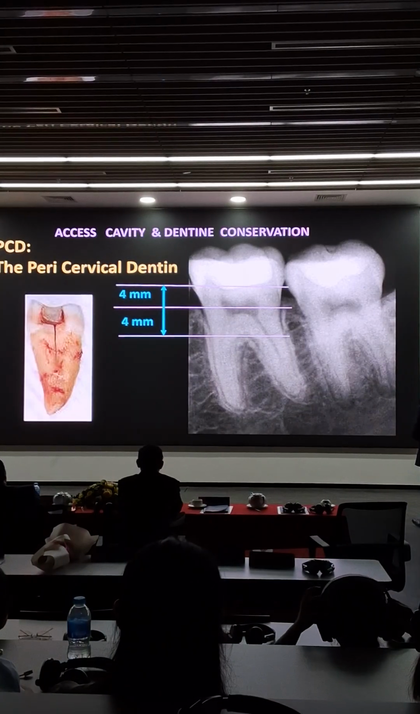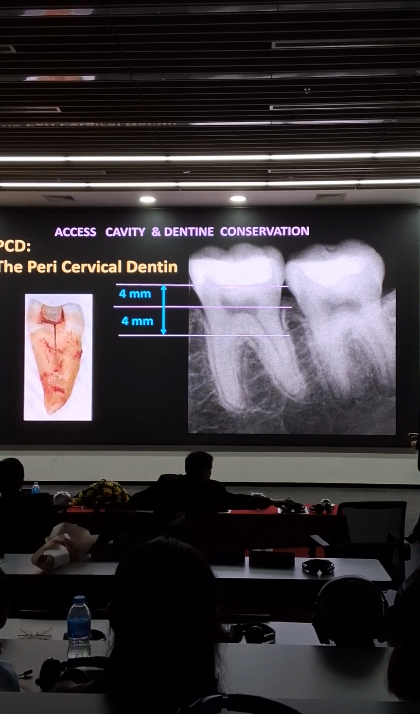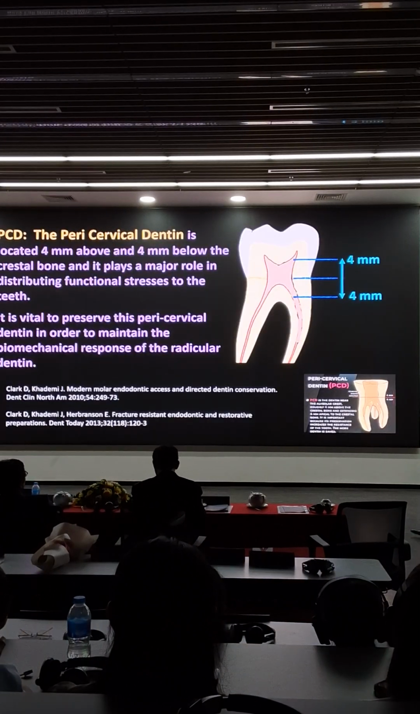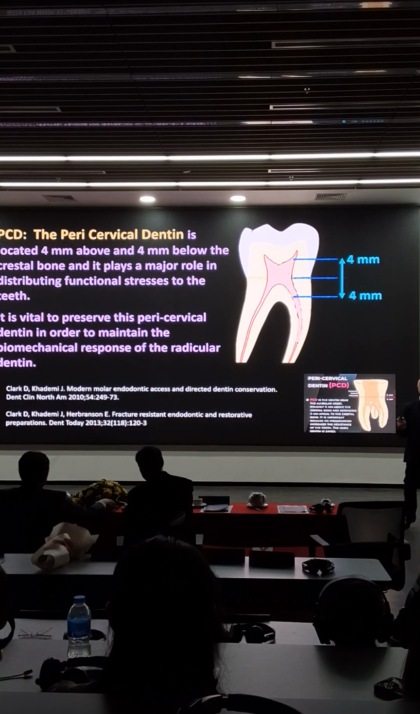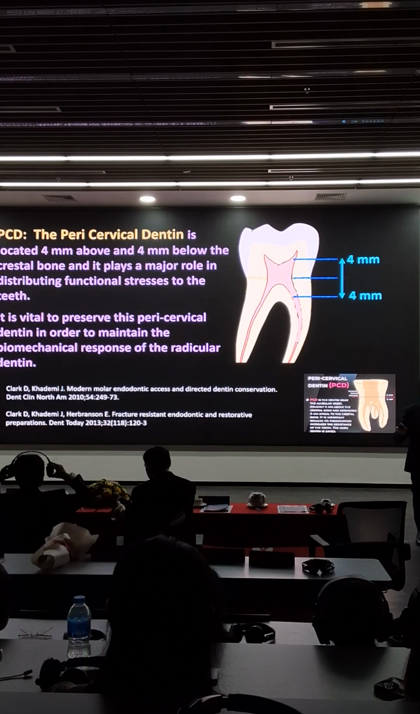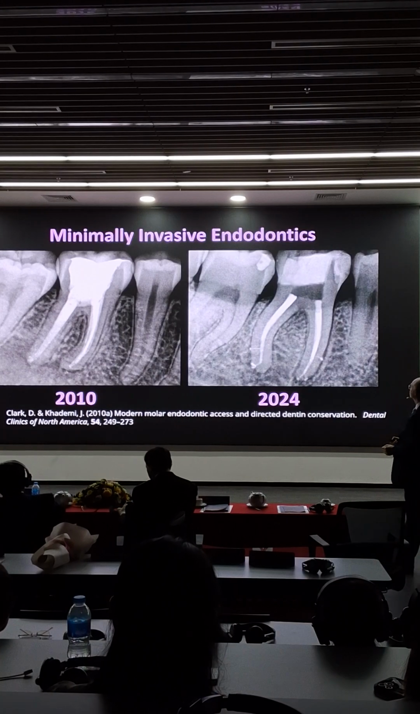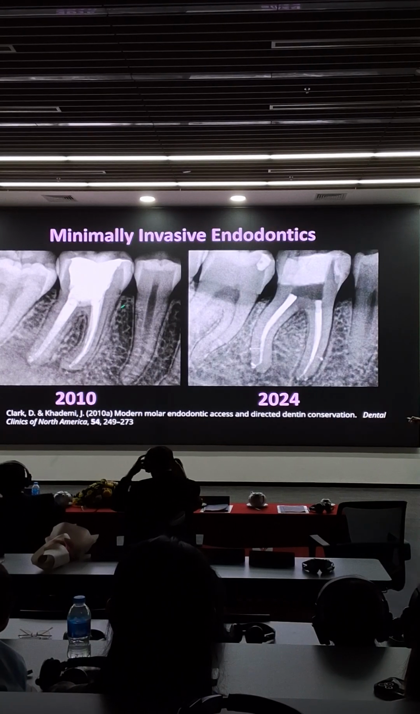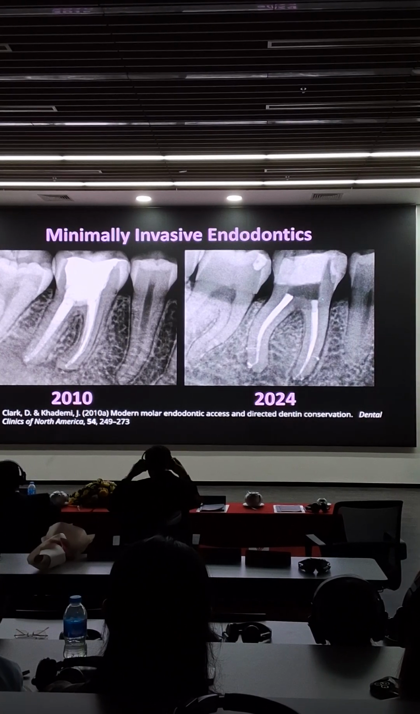And we know that what we call the pericervical dentin, this means 4 mm above and below the bone crest, is the most important part of the tooth you need to preserve. Do not remove tooth structure in this area if you want to avoid a cracked tooth. So this was the design of the endodontic cavity we were doing. Now we try to do this kind of treatment.